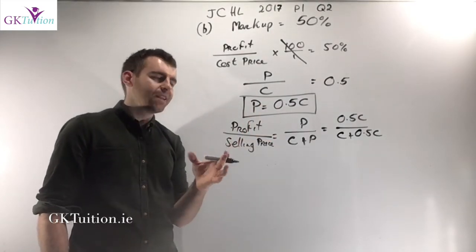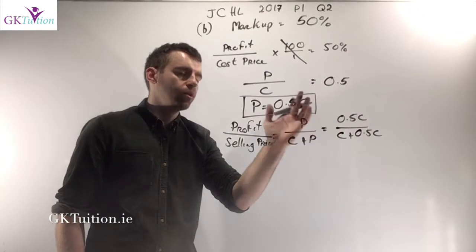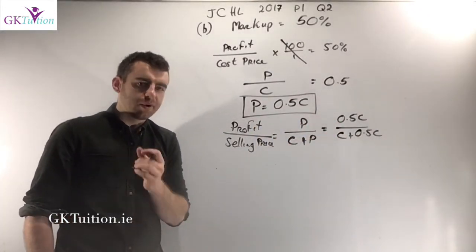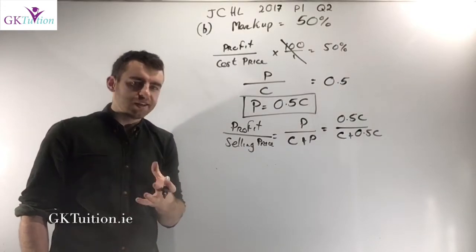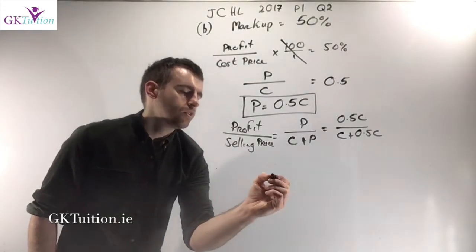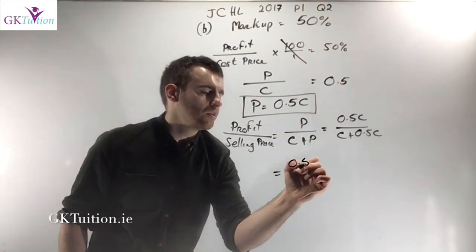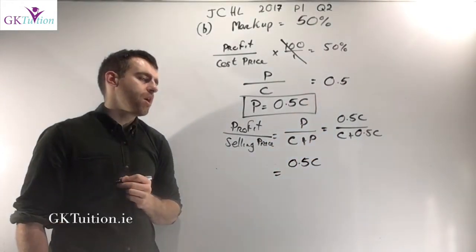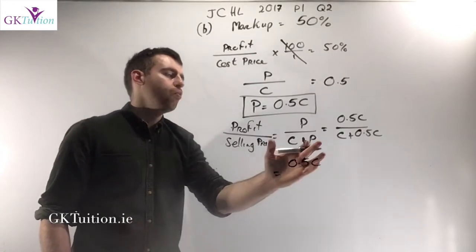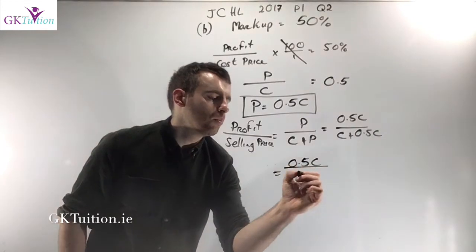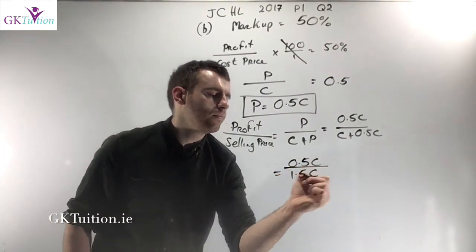The reason that that's handy is because now I have a fraction with only one unknown. I only have C's in it. And we know from our algebra that having only one unknown is a lot easier than having two unknowns. So let's just continue on here. The top of this fraction, I can't simplify, it's just 0.5 times C. The bottom of the fraction, I have 1C plus 0.5 times C. 1 plus 0.5 gives me 1.5C.